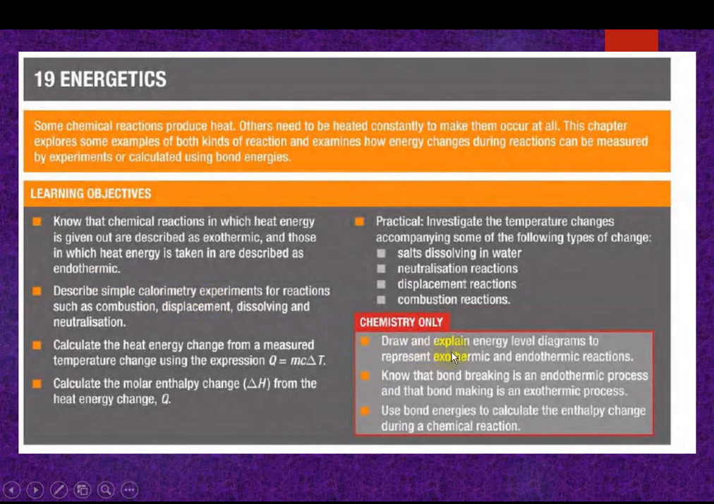Then we learn to draw and explain energy level diagrams to represent exothermic and endothermic reactions. These things we'll learn next part. This chapter is in two parts. I divided it. I am taking the first part now. In the second part I will discuss using bond energy to calculate enthalpy change during chemical reactions.